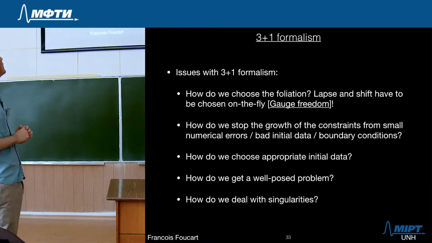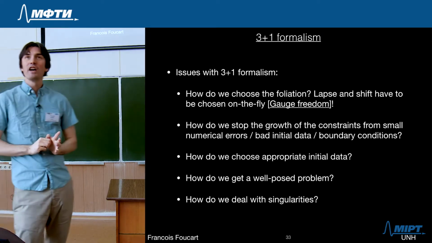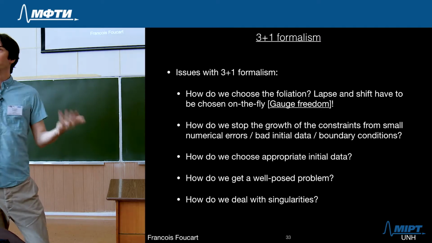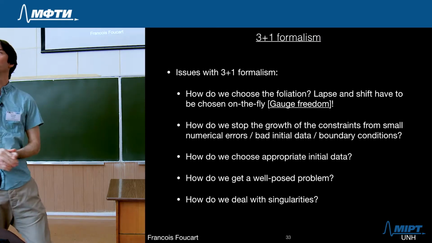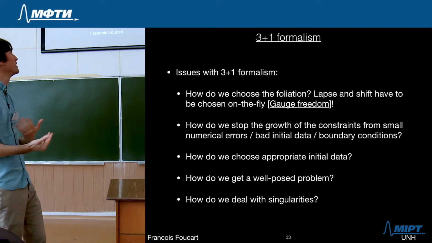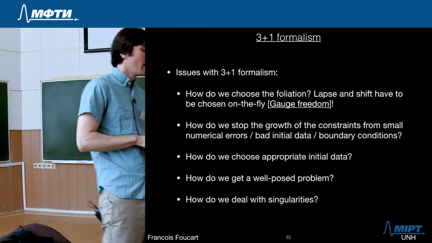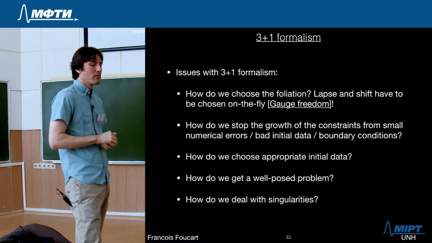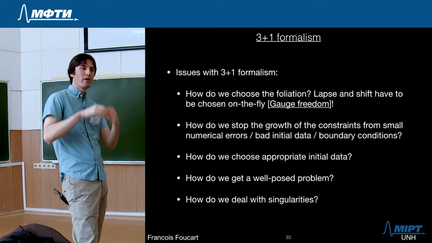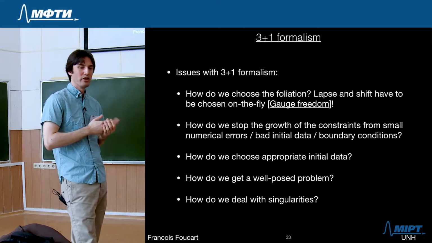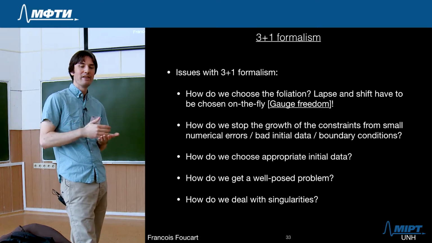One that I will not be discussing, but that is very important to do realistic simulations, is how do you even choose your initial conditions in general relativity? And how do you get a formulation of the equations which is well posed, meaning that it's going to be evolving stably and lead to a unique solution?